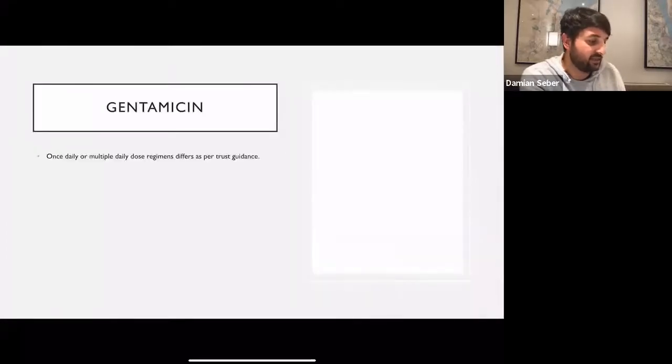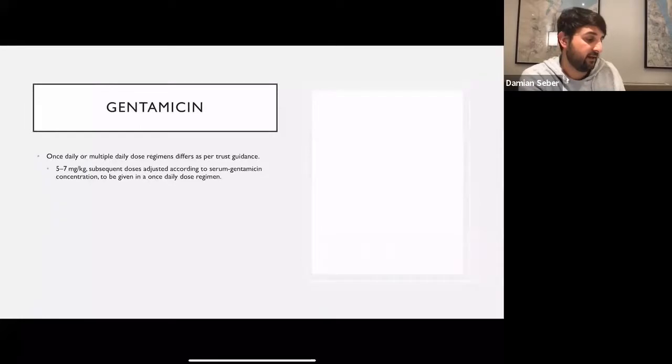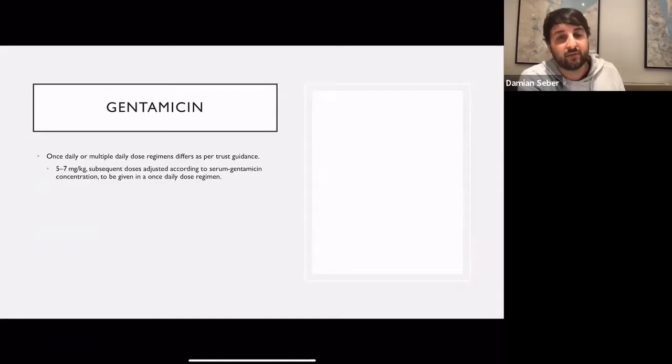Okay, so I'm going to go through gentamicin. I don't think this will come up, but I think it's good to be aware of it. It's usually given in once daily or multiple daily dose regimens. I know the trust that I'm at, Whiston, they just use once daily, and the dosing for that is 5 to 7 milligrams a kilogram. And then you do trough levels to work out a serum gentamicin concentration, and that dictates when you give the next dose.